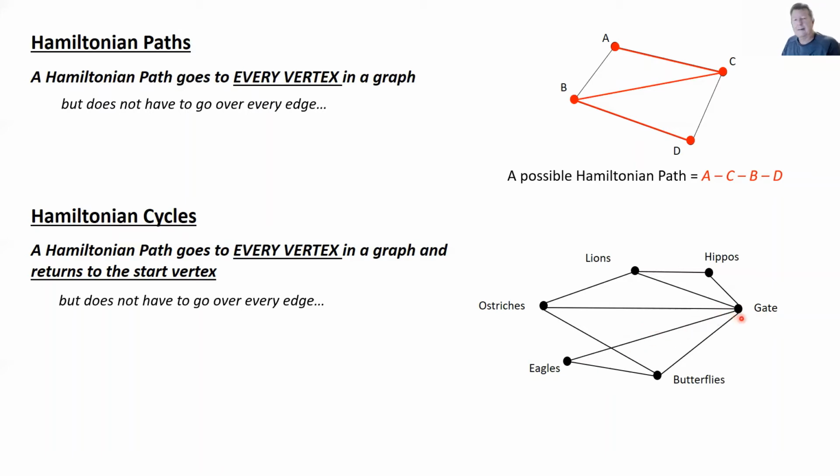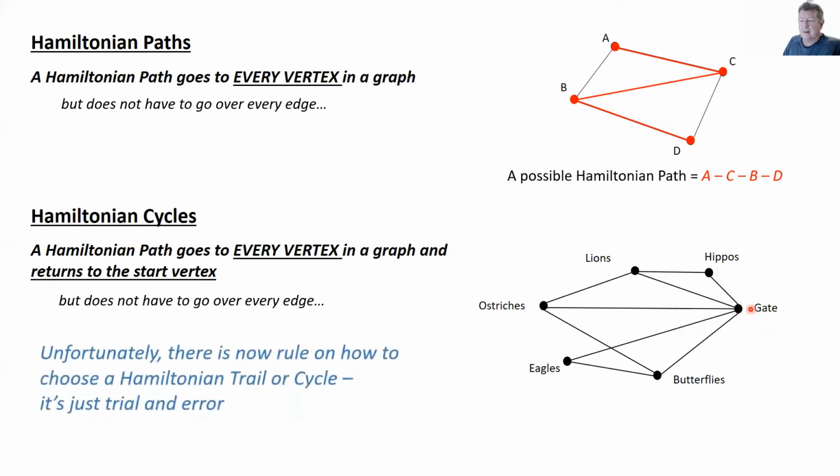Let's have a look at one. There's a few of these, but let's have a look at one. So if we start at the gate, as I said, sorry, there's no rule about how to do it. So we just have to do trial and error. Let's see if this works. Gate to hippo, to lions, to ostriches, to butterflies, to eagles, and all the way back to the gate, all in one hit. One big cycle. All right, so this is one possible.